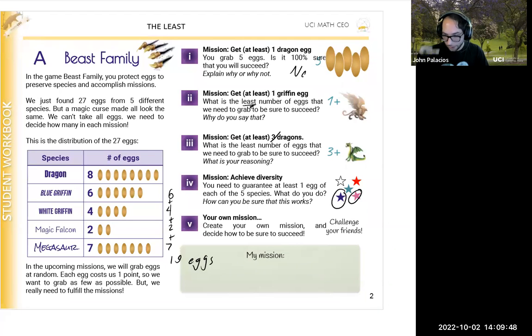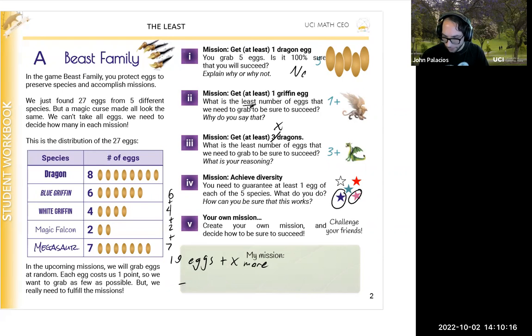So in order to draw at least X dragon eggs, we must then draw X more, which means that if we want to draw X eggs, we have to draw X plus 19 eggs in order to be certain that we draw at least X dragon eggs.